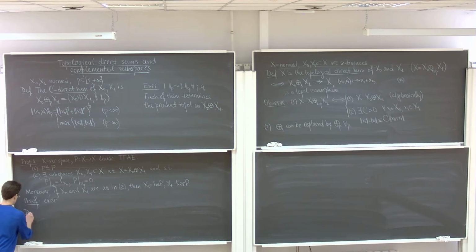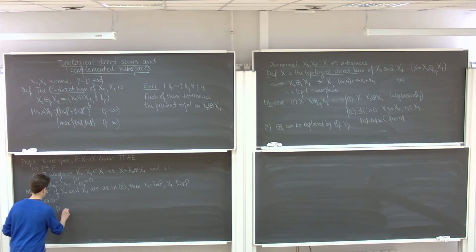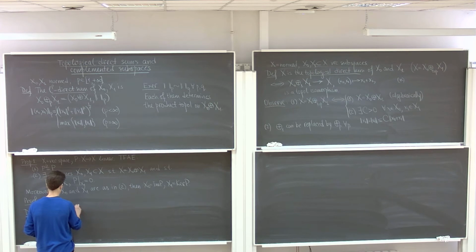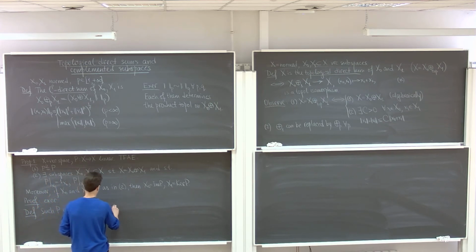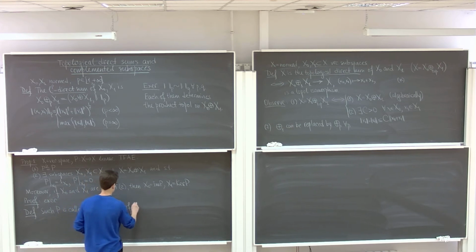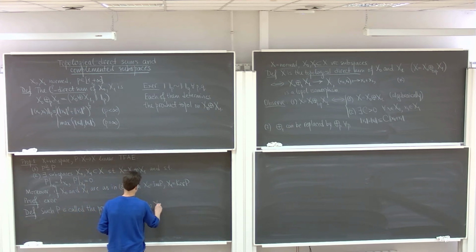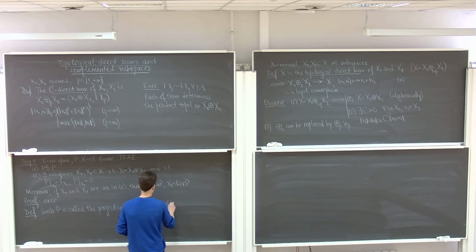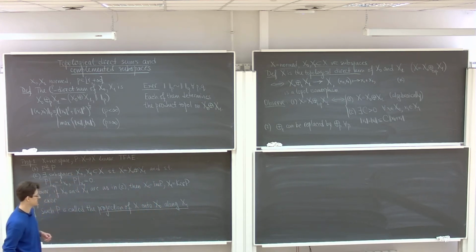So if P satisfies the above conditions, then we say that P is a projection of X onto X0. Such an operator P is called the projection of X onto X0 along X1. The projection onto X0 along X1.